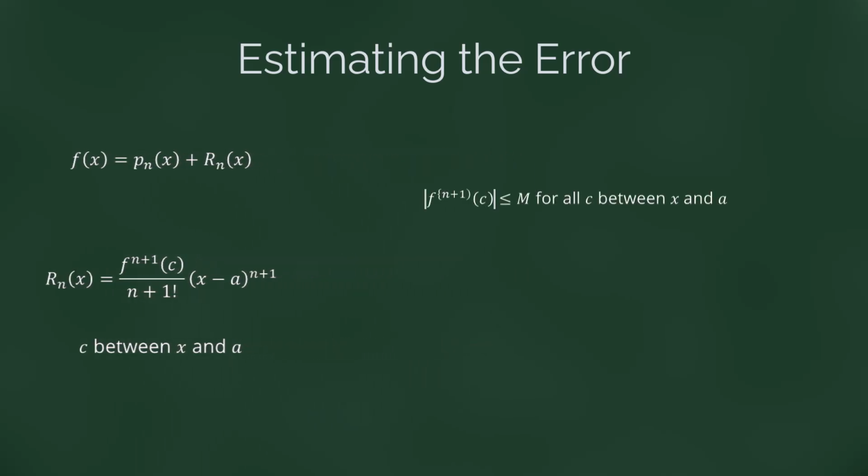If we know that the absolute value of the n plus first derivative is less than or equal to some number m for all c between our given x and the center of our Taylor polynomial, then we know that the absolute value of our remainder is less than or equal to m times the absolute value of x minus a to the n plus first, all over n plus 1 factorial.